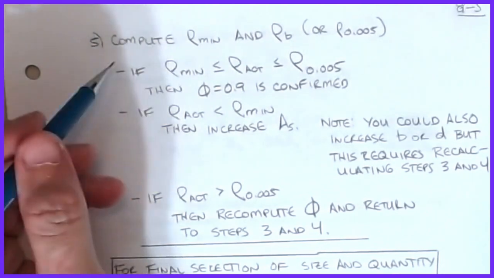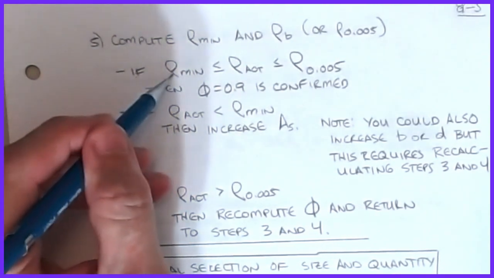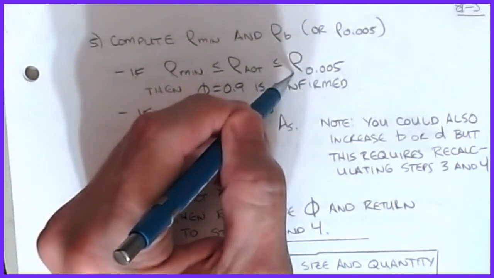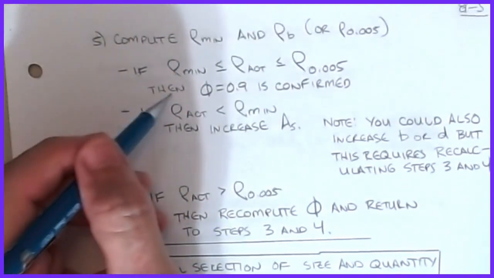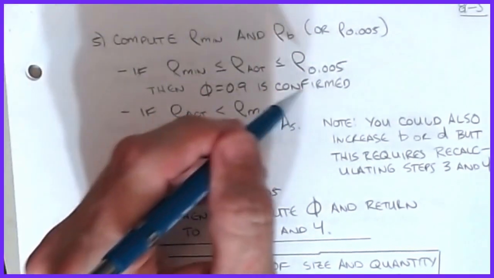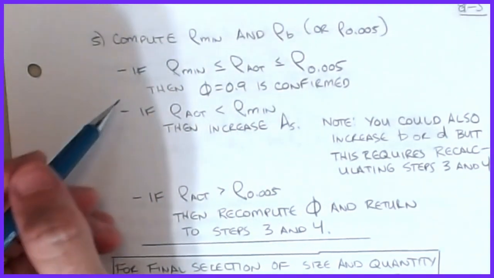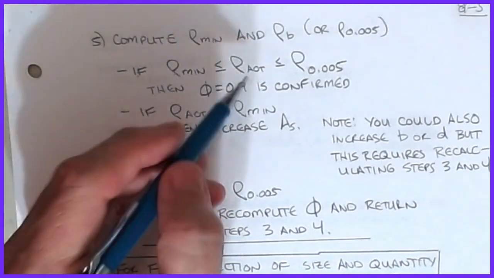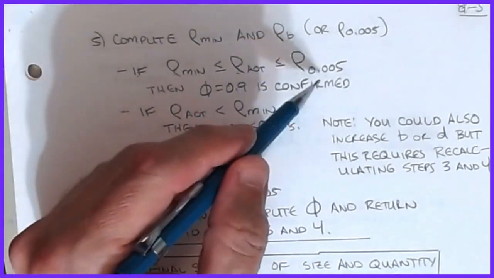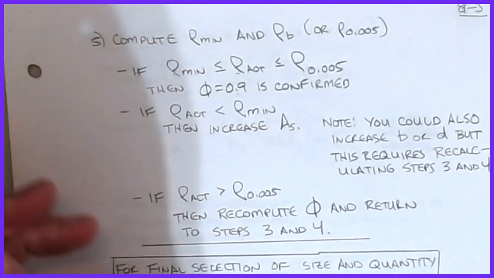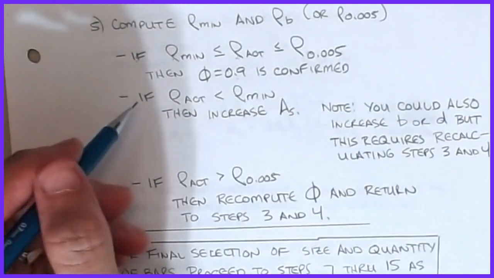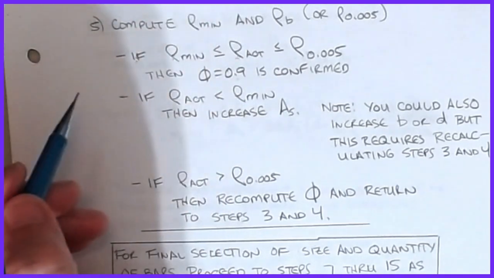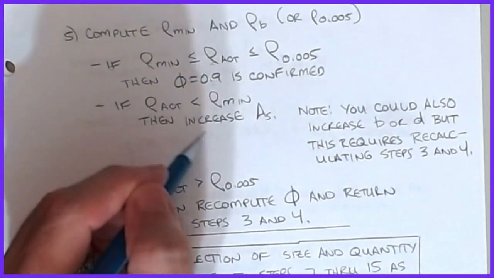Here's the logic that you have to check. If my rho minimum is less than what I actually put in, and what I actually put in is less than this rho of 0.005, then phi of 0.9 is confirmed. We've met the requirements. With a lower rho value, the strain in our steel will be greater than that 0.005 limit. If we find out that rho actual is less than rho minimum, what you want to do typically is increase the As.